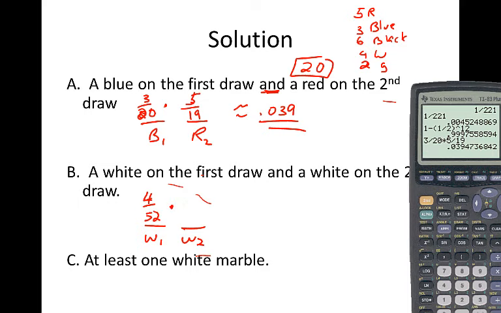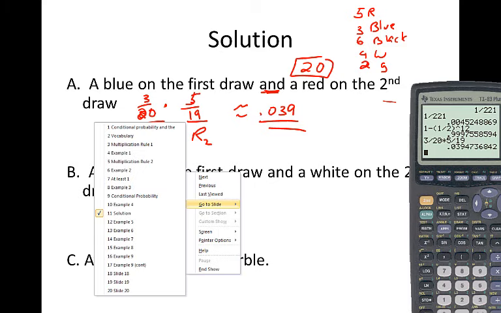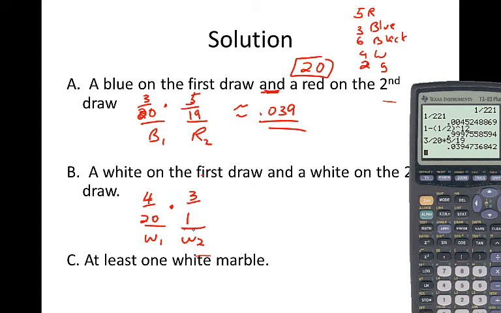I mean, how many white marbles do I have in the, not 52, hold on a second. I know some of you were screaming when I put that 52. I got my head in the cards. So 4 over 20. Now I've got the second one white. How many whites do I have left? I've got 3 divided by 19. And I multiply those together.